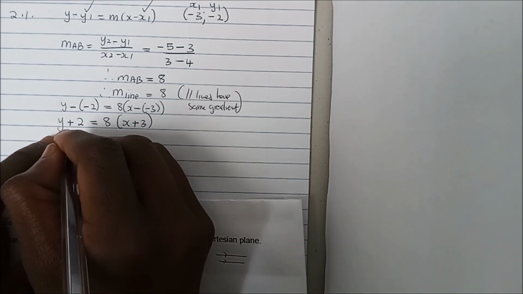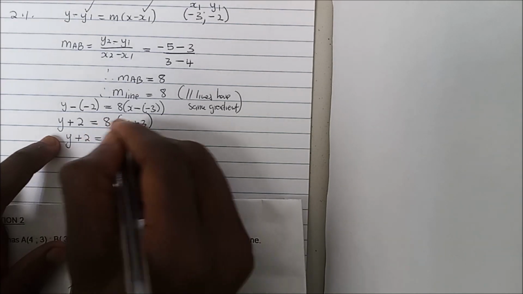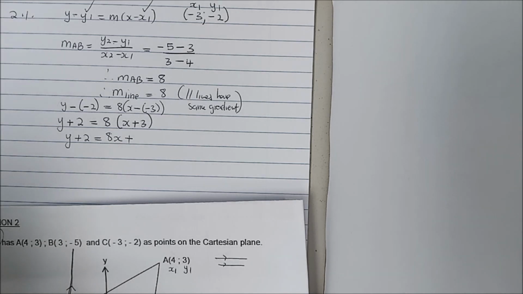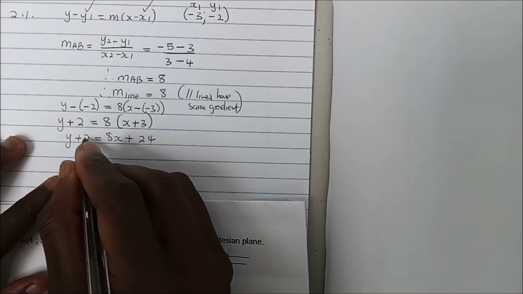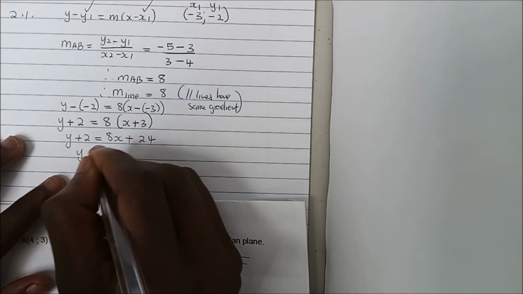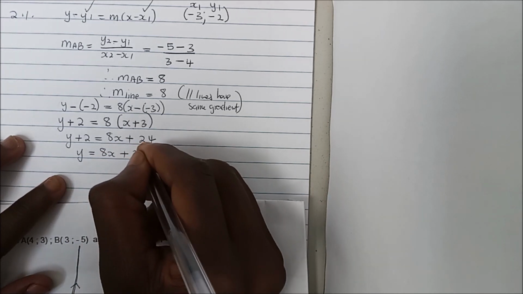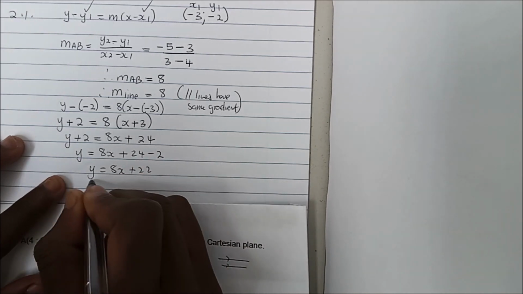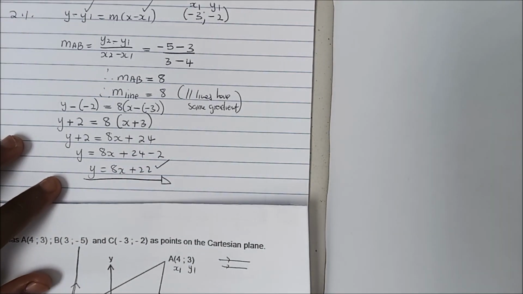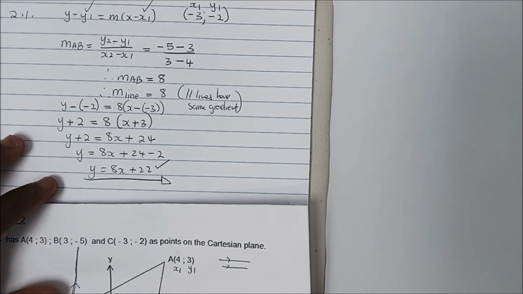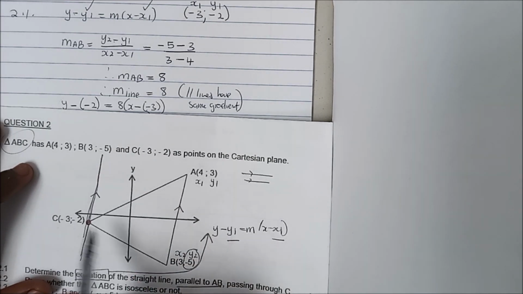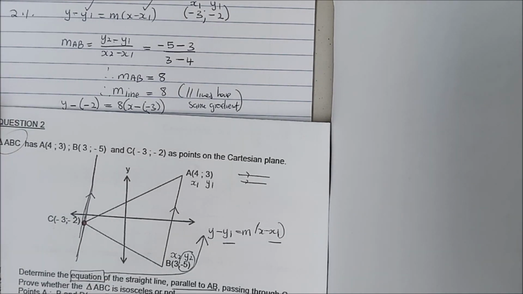Now here is just a matter of simplification. 8 times x is 8x, plus 8 times 3, I use a calculator, that's 24. Then I take the number on the other side, so y will be 8x plus 24 minus 2. So y will be 8x plus 22. That is the equation for this line that is parallel to the line AB. Now we are done with that question.